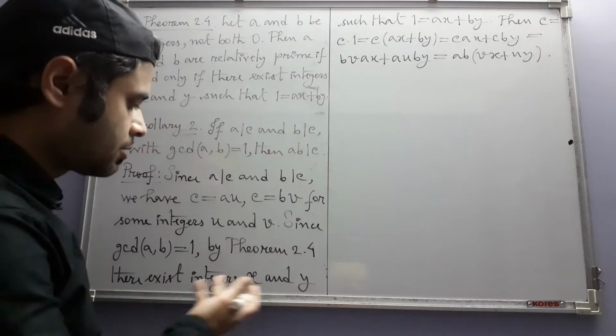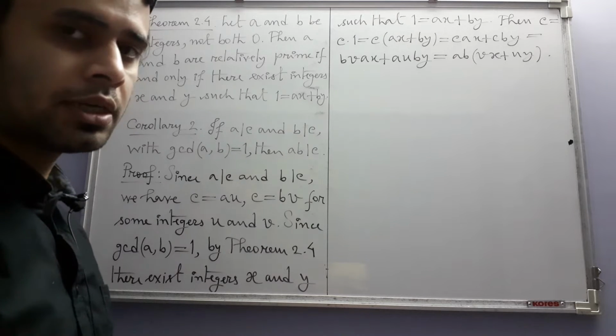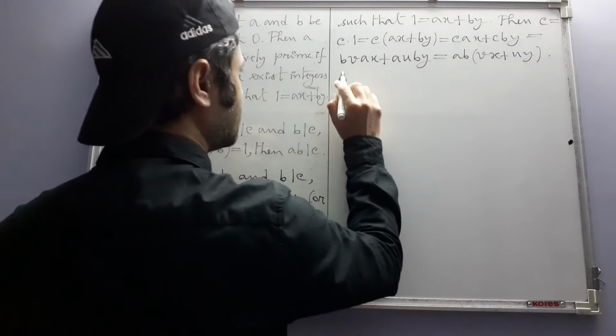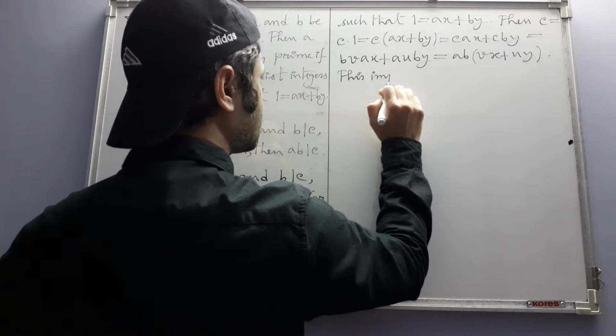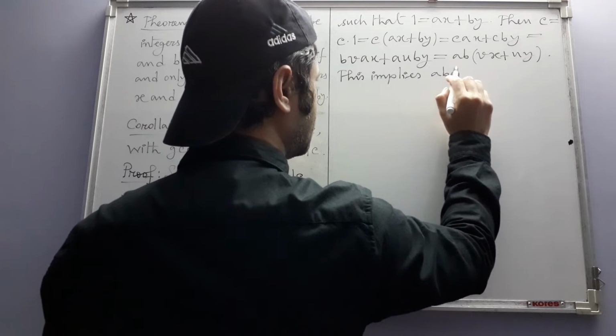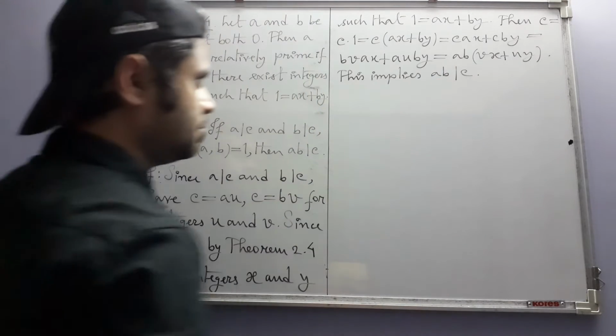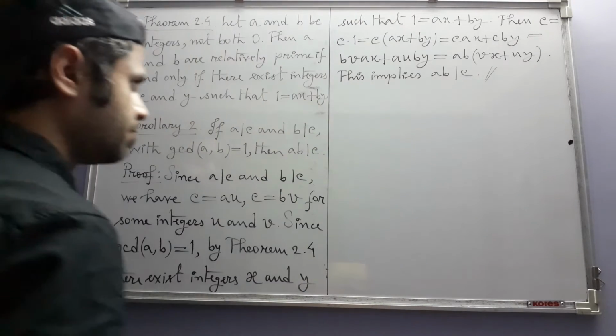Now because x, y, u, v are all integers, vx plus uy is also an integer. So this implies ab divides c, and that completes the proof.